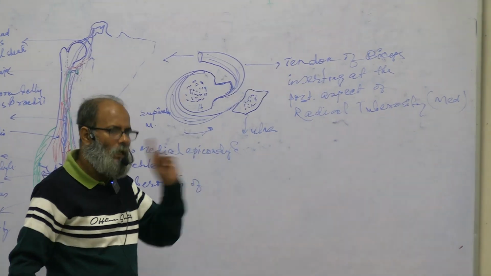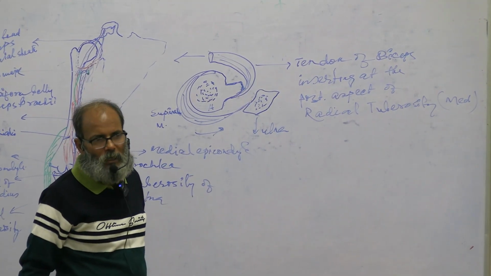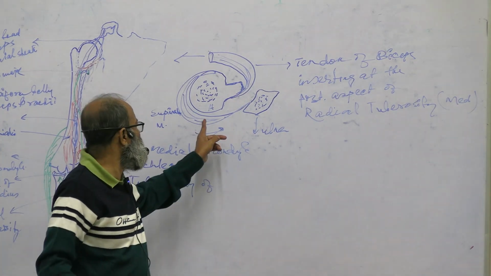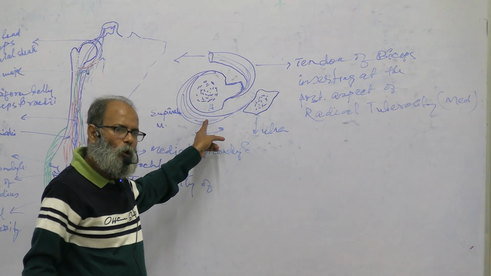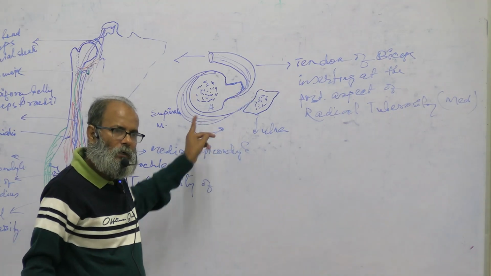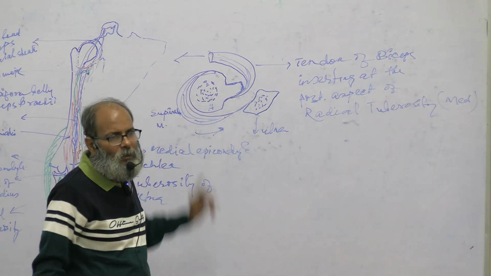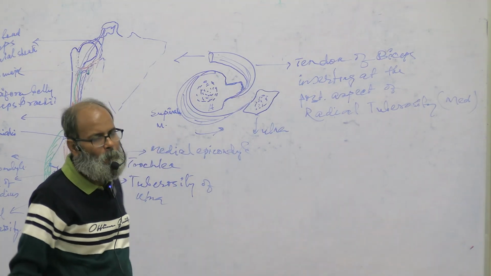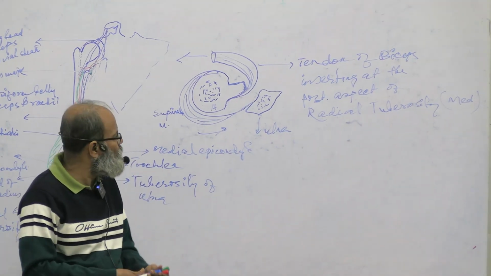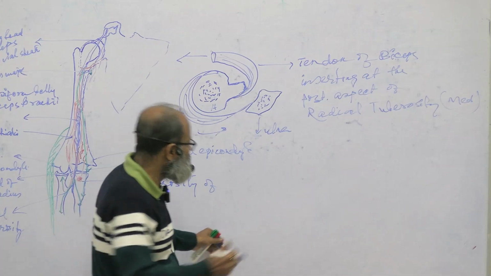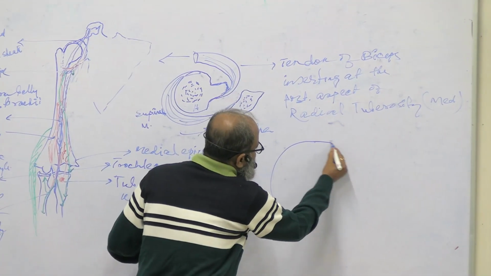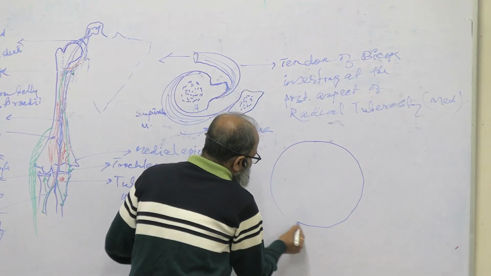This is the action of biceps brachii, which is called supination. That's why biceps is called the supinator longus. The supinator muscle you can call the supinator brevis, but biceps is the supinator longus. Got my point? Just below the biceps, let us draw a cross section at the lower third of the arm.